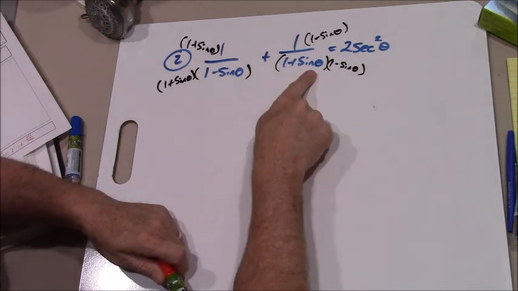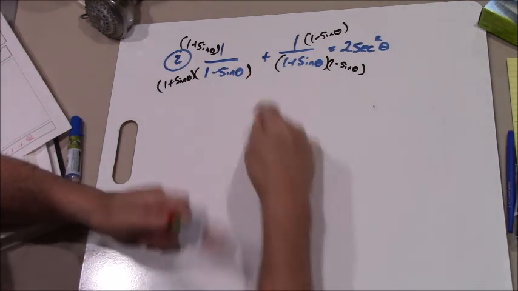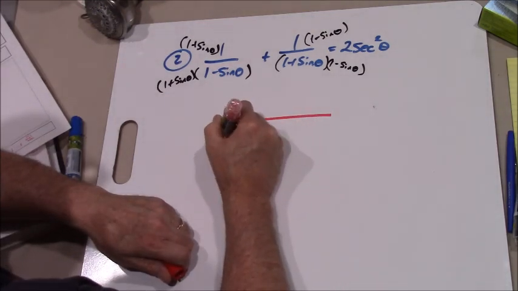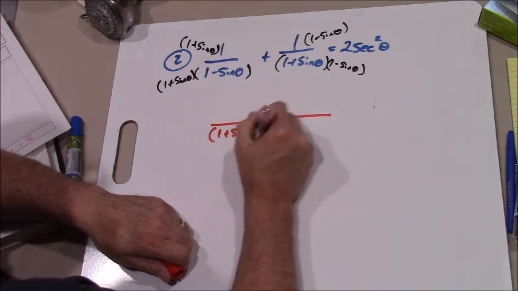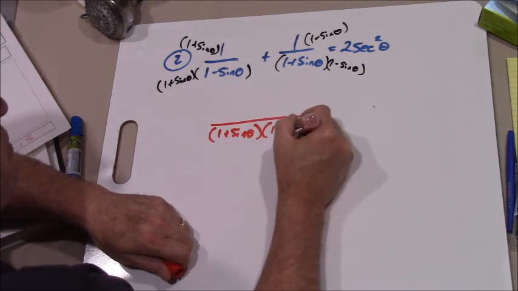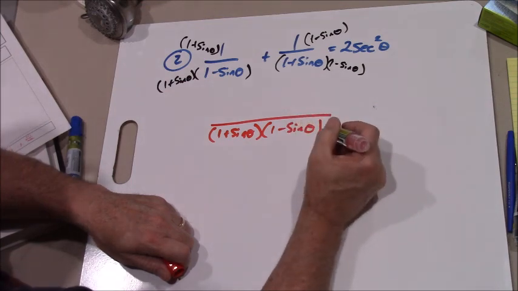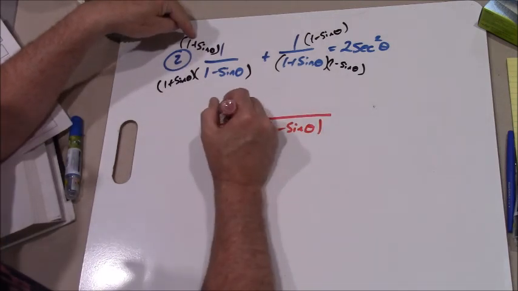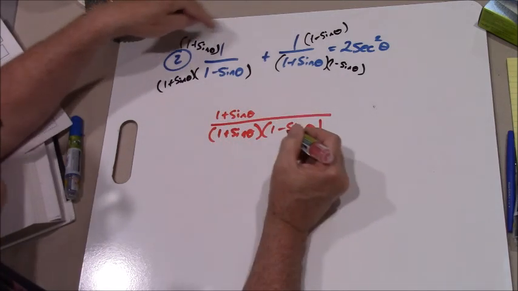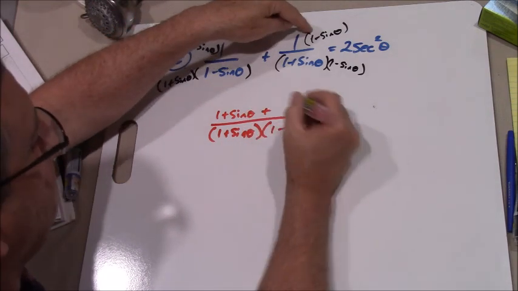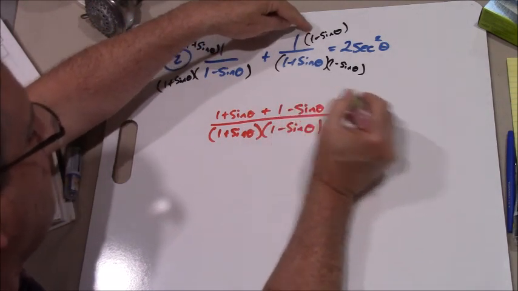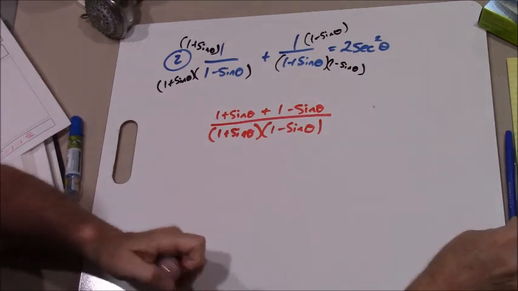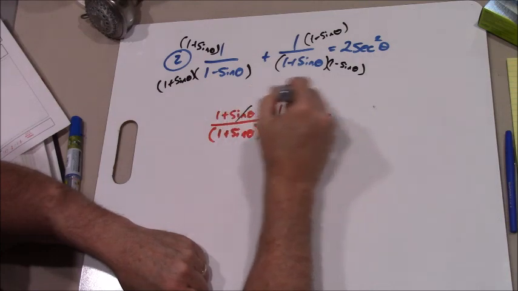Alright, so this is now my common denominator. So I'm just going to write that down: 1 plus sine theta times 1 minus sine theta. In the numerator I've got this numerator plus this numerator. So I've got 1 plus sine theta plus 1 minus sine theta. And so these two sines in the numerator will cancel each other out.